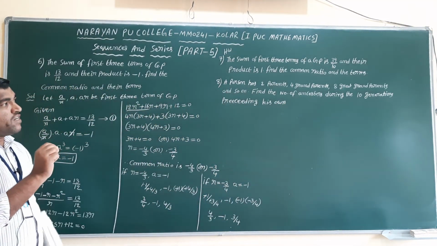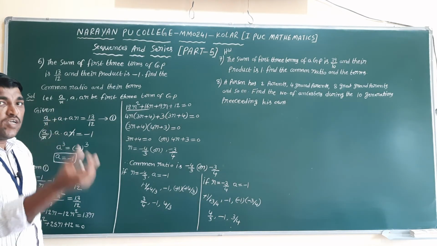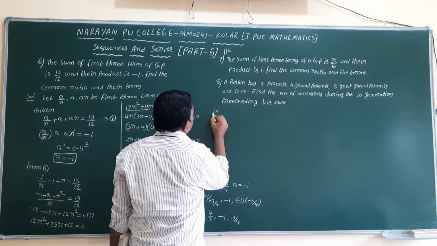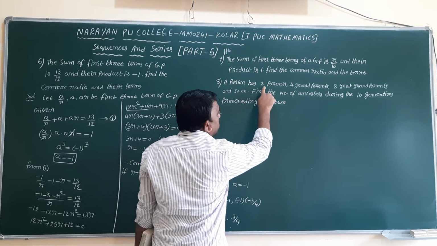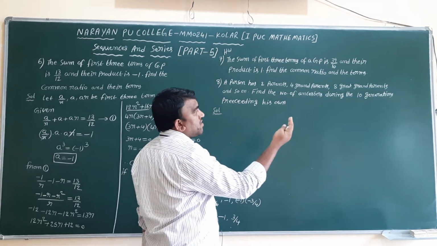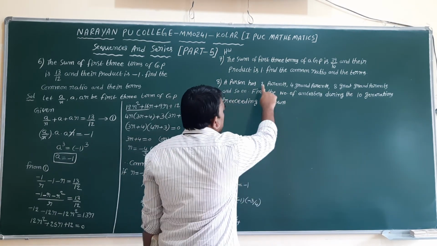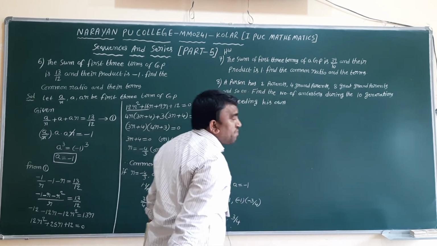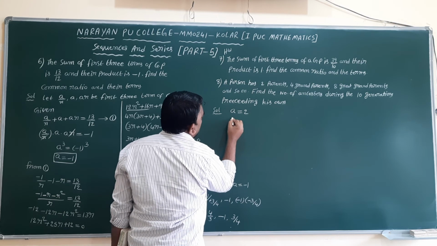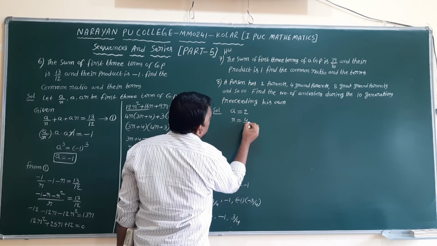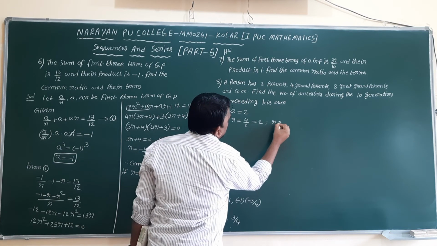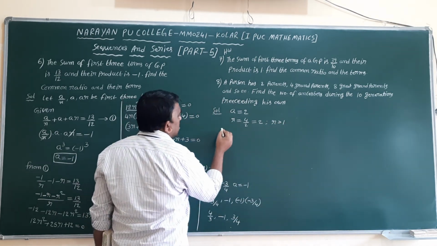So for the total number of 10th generation, we need to calculate Sn. For that, if you observe, first 2 parents, next 4, next 8, next 16, like that we get. Then we can say it is in GP. Here the first term is a equal to 2, the ratio is 4 by 2, that is 2, which is greater than 1, so r is greater than 1. So we need to find the 10th generation.